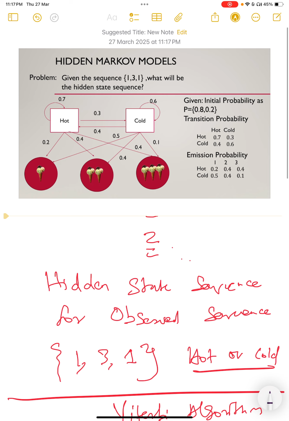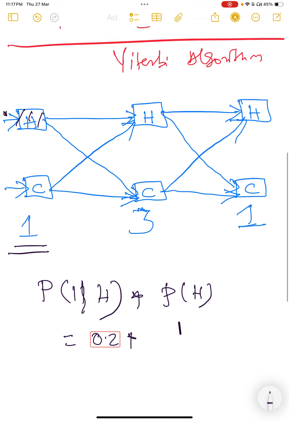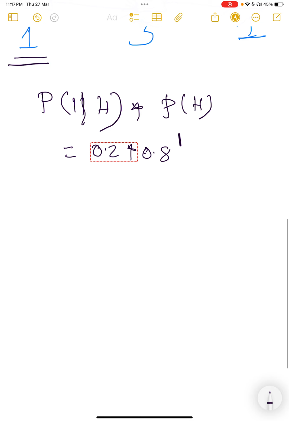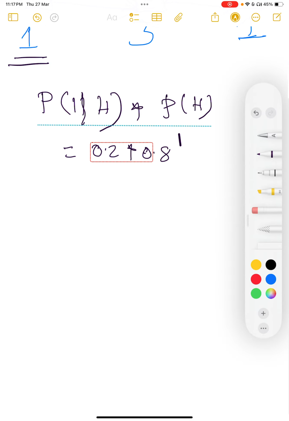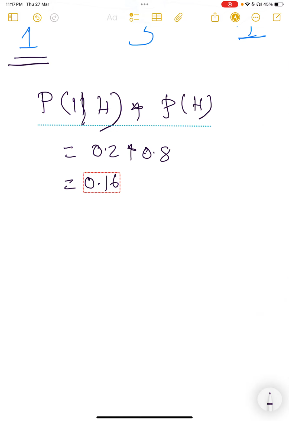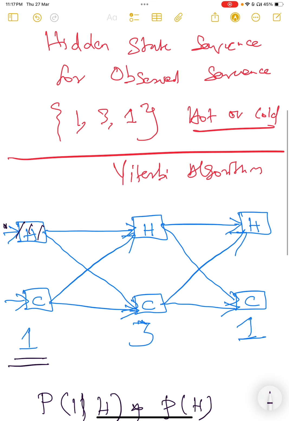You can see P(1 given H) is 0.2, and P(H), the prior probability, is 0.8. So 0.2 into 0.8 should be 0.16. So P(1 given H) into P(H) is 0.16.